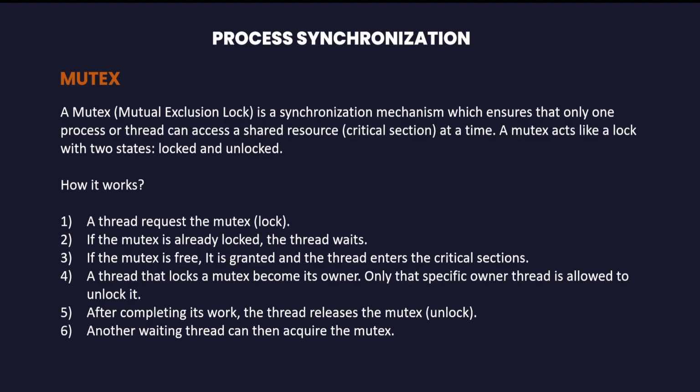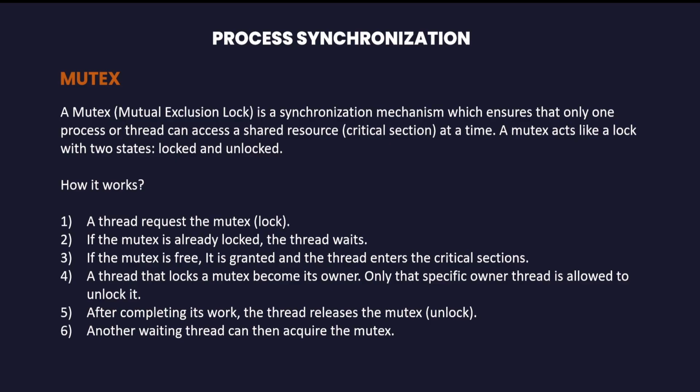Mutex. A mutex or mutual exclusion lock is a synchronization mechanism which ensures that only one process or thread can access a shared resource or critical section at a time. It is basically used by operating systems to manage access to shared resources and prevent race conditions. A mutex acts like a lock with two states, locked and unlocked.